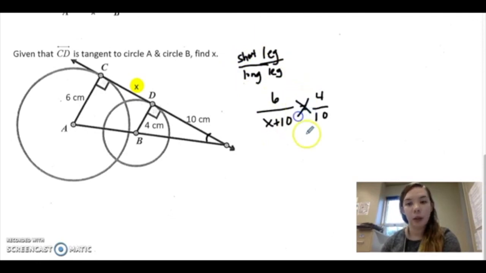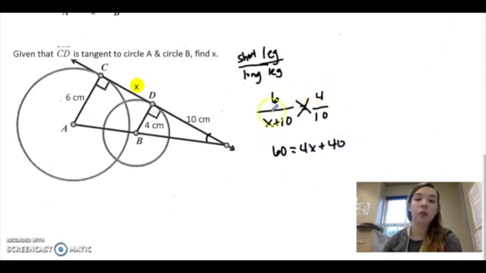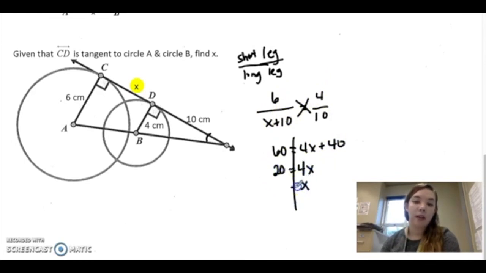But here, we're going to cross multiply. So I have 60 equals 4x plus 40. Don't forget to distribute your 4. Which is going to make x 5 centimeters. Okay, so 6 over 15 is the same as 4 over 10.